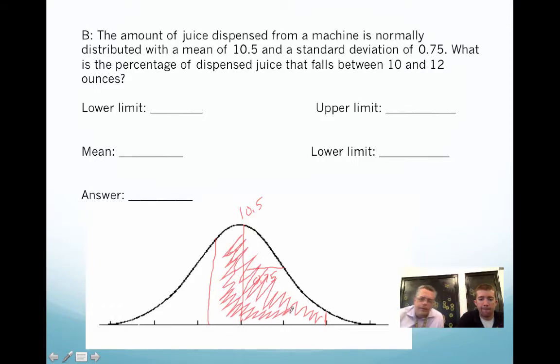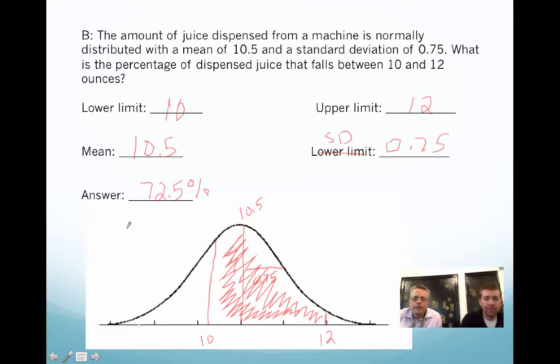And maybe label the cutoff values. So 10, 12. The lower limit and upper limit are called cutoff values. Mean of 10.5, standard deviation of 0.75, and 72.5%. Okay, good.